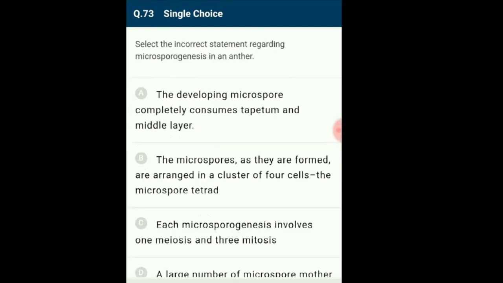Question number 73. Select the incorrect statement regarding microsporogenesis in an anther. Microsporogenesis is the process of the formation of microspores involving meiosis. The microspore then forms pollen grains, which are male gametophytes. Pollen grains then undergo one mitotic division to form male gametes, and the process is known as microgametogenesis. So the answer for this question is option C. Each microsporogenesis involves one meiosis and three mitosis, so this is an incorrect statement regarding microsporogenesis.